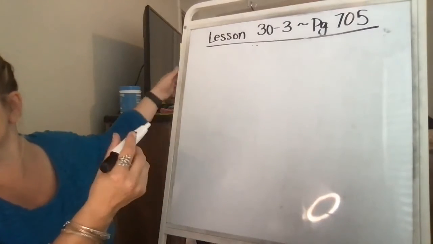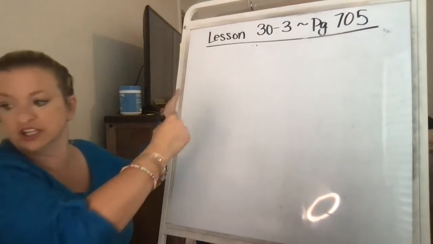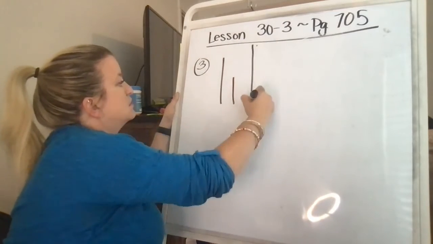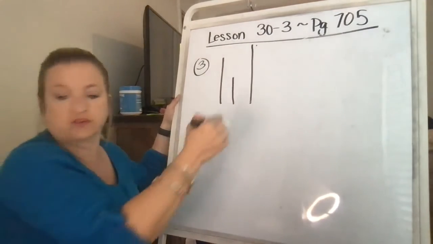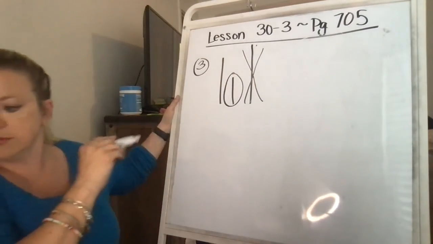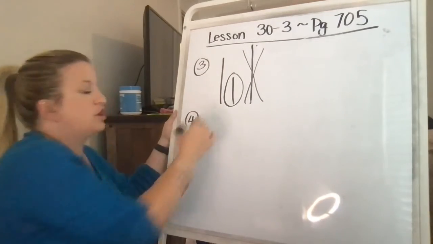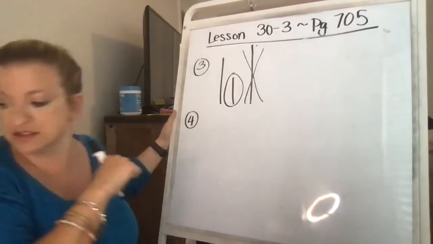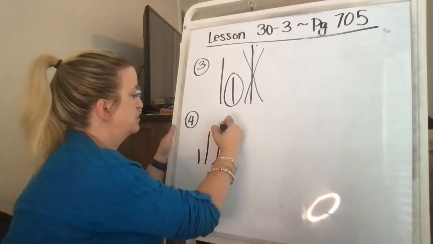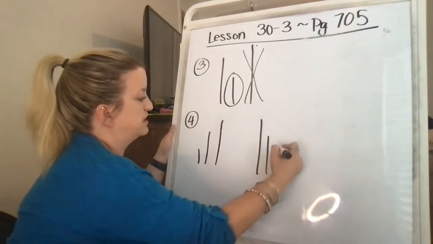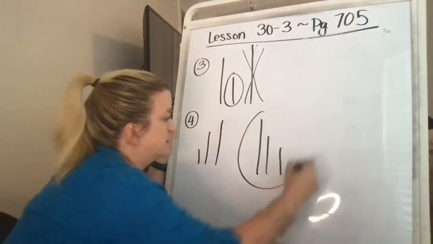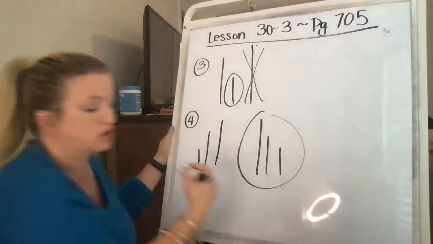Number 3, circle the shortest rectangle, put an X on the tallest. Circle the shortest, X on the tallest. Number 4, circle the group of pencils that shows going from tallest to shortest. The second group looks like this. So you're going tallest to shortest. That would be this. This is the tallest, next tallest, shortest.